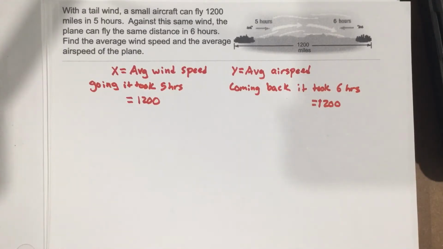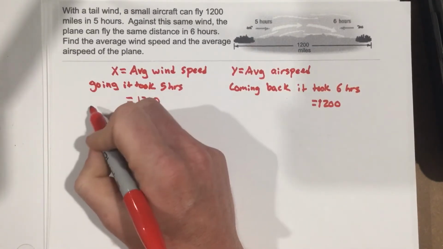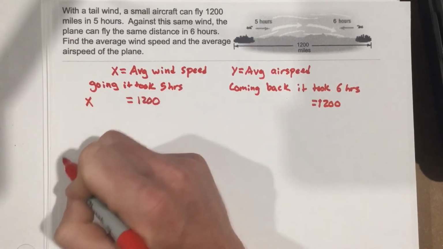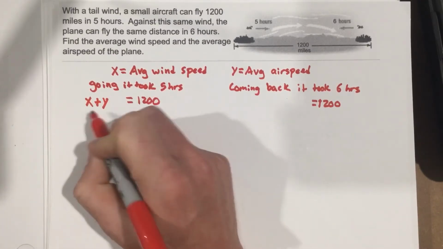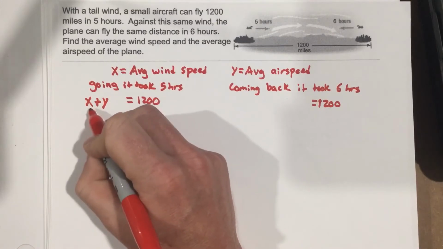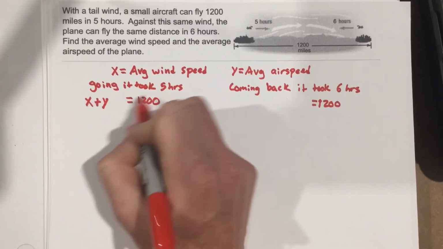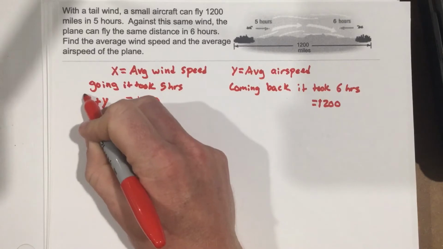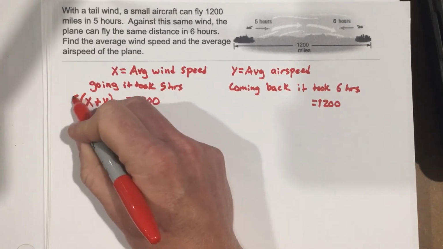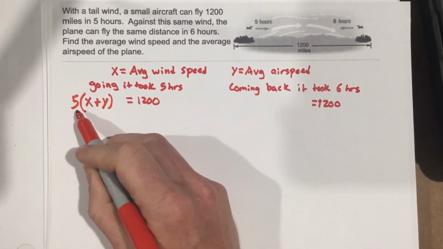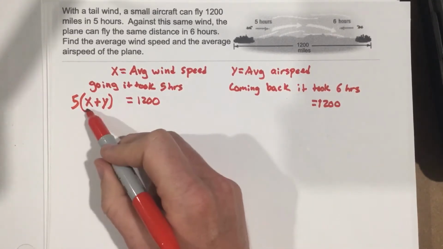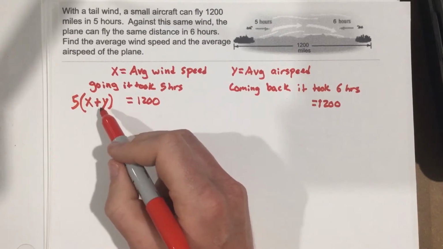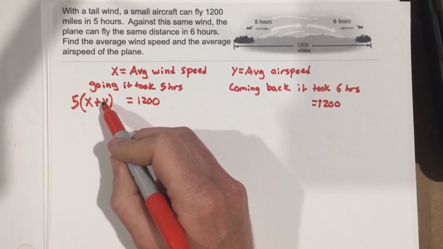So what happened when we were going and it took 5 hours, which was an hour less? Well, we took our average speed for the wind, and we add it with our airspeed, and that gave us our total speed flying. And if we take speed times time, we get distance. So I'm going to multiply this times 5. So our equation is 5 hours times the two speeds being added together, right? Because the wind was blowing the same the whole time, theoretically, and the airspeed was the same the whole time, theoretically.